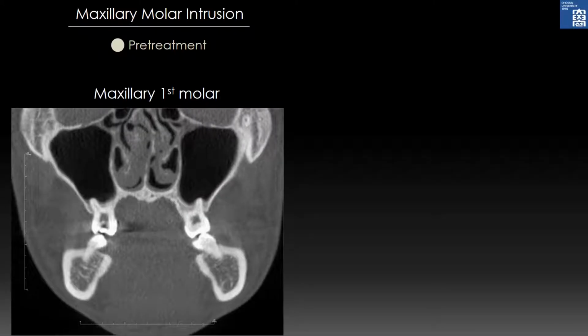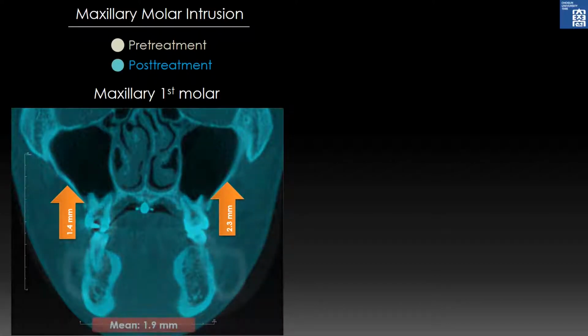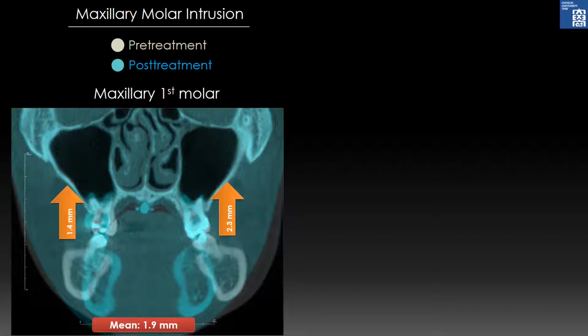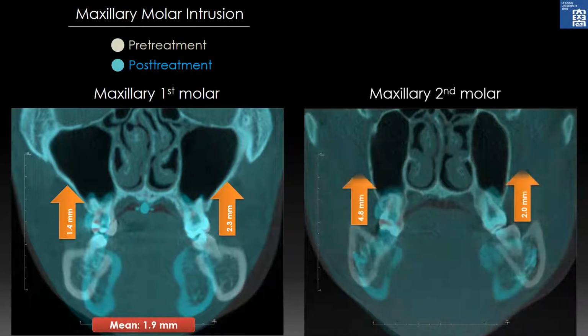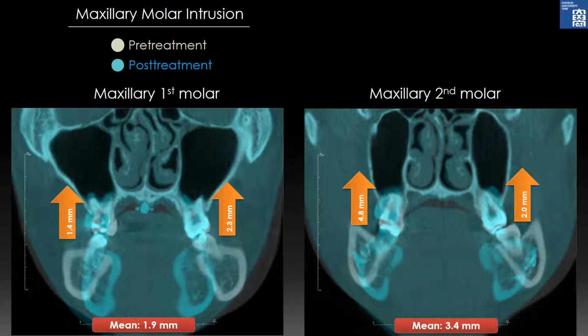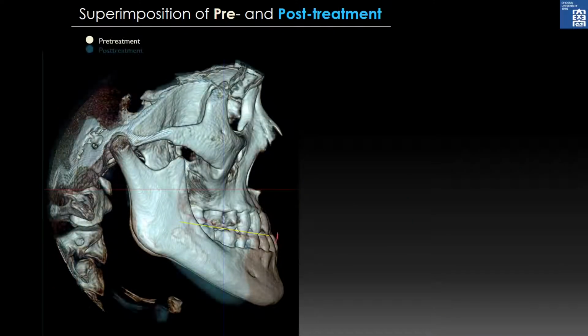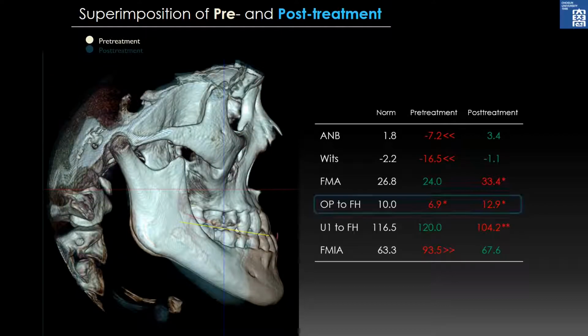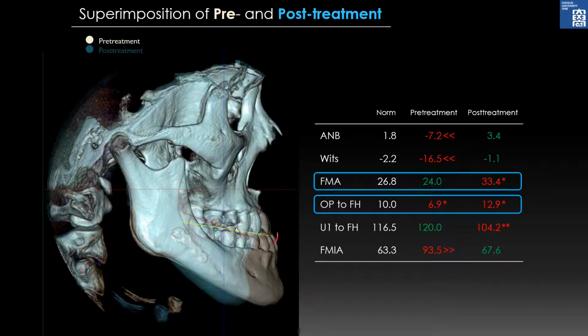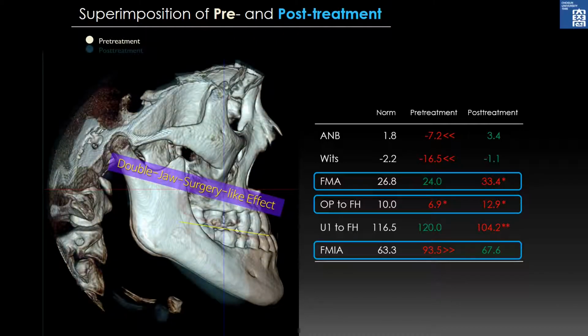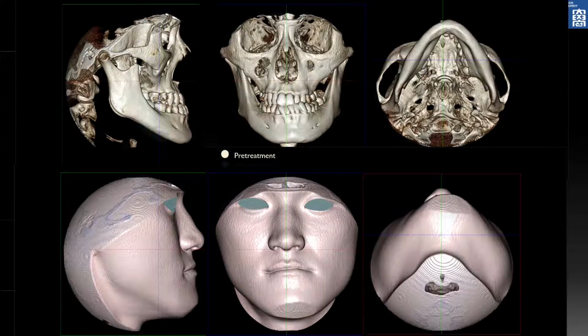Cone beam CT superimposition showed maxillary first molar intrusion of 1.9 millimeters and second molar intrusion of 3.4 millimeters. Root resorption was not apparent. By the maxillary molar intrusion and incisor extrusion, occlusal plane was rotated 6 degrees clockwise. This rotation enabled mandibular setback with backward rotation. This also helped anteroposterior decompensation of the incisors. These effects can be called as double jaw surgery-like effect. Gray shows pre-treatment and blue shows post-treatment.